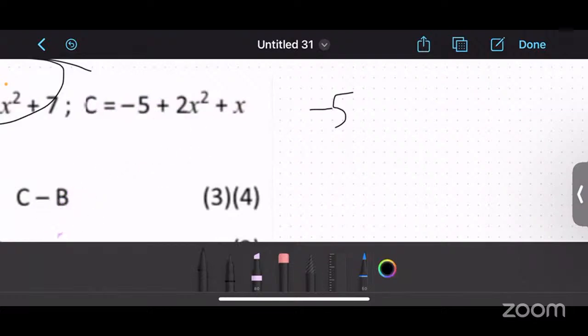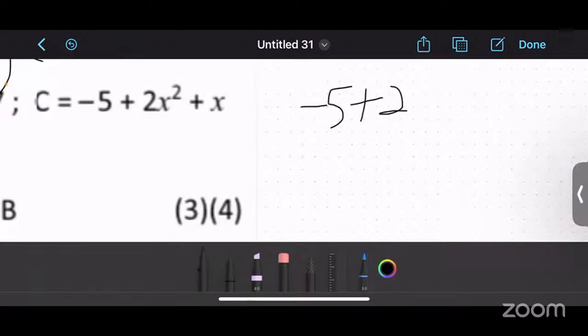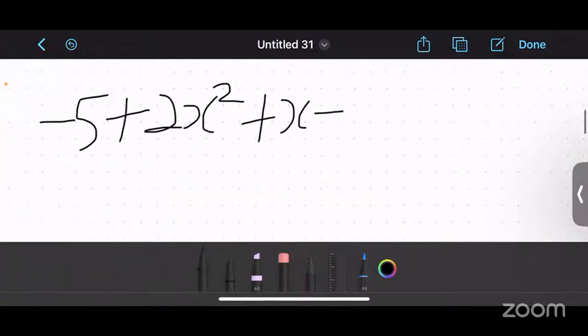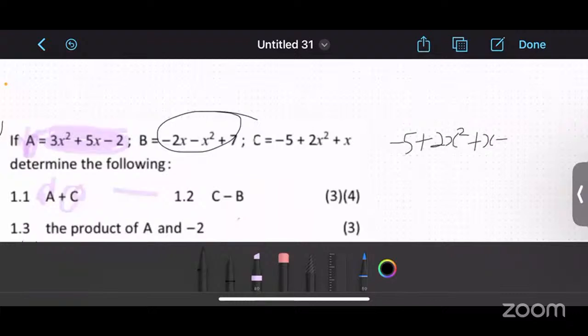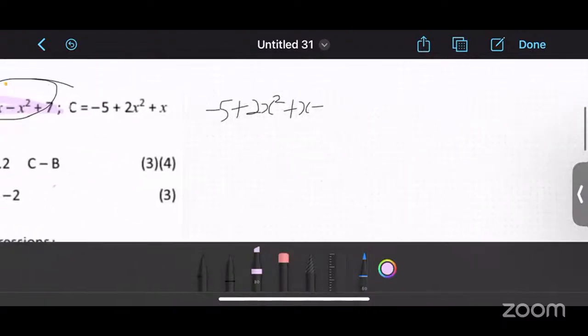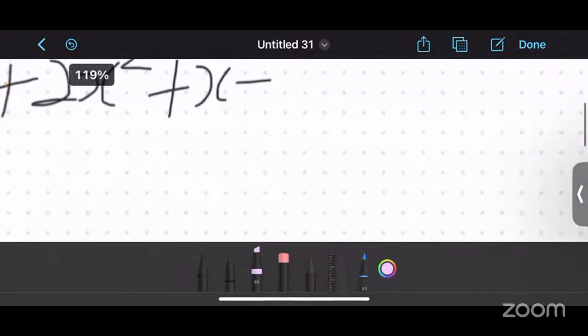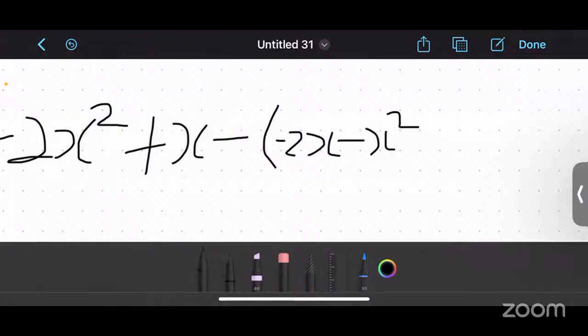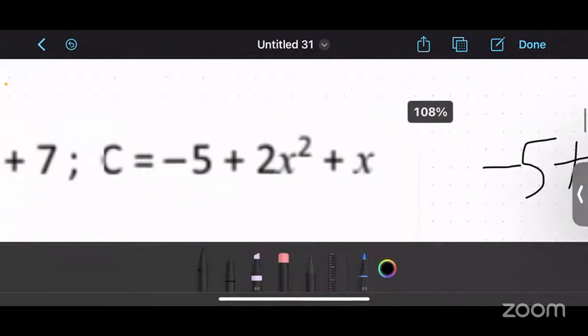So I'm just going to say minus 5 plus 2x squared plus x minus B. They said minus B, okay? So my B is minus 2x minus x squared. I said we put it in the brackets, so I open the bracket and write minus 2x minus x squared. I think the last one was a plus 7.